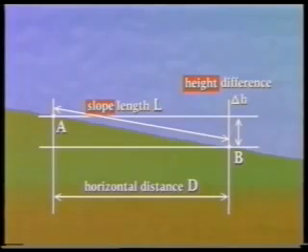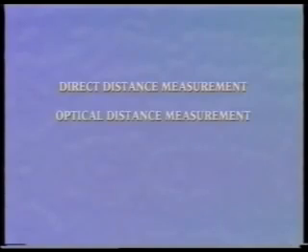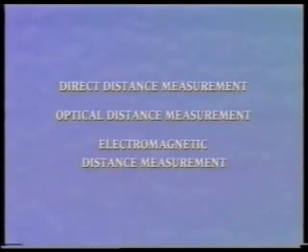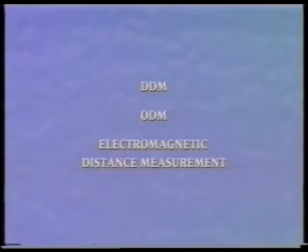Distances can be measured and set out in one of two ways: either directly in contact with the ground surface using tapes and chains, or indirectly above the ground surface using optical equipment or electronically operated systems. For convenience, these terms are usually shortened to DDM, ODM, and EDM.